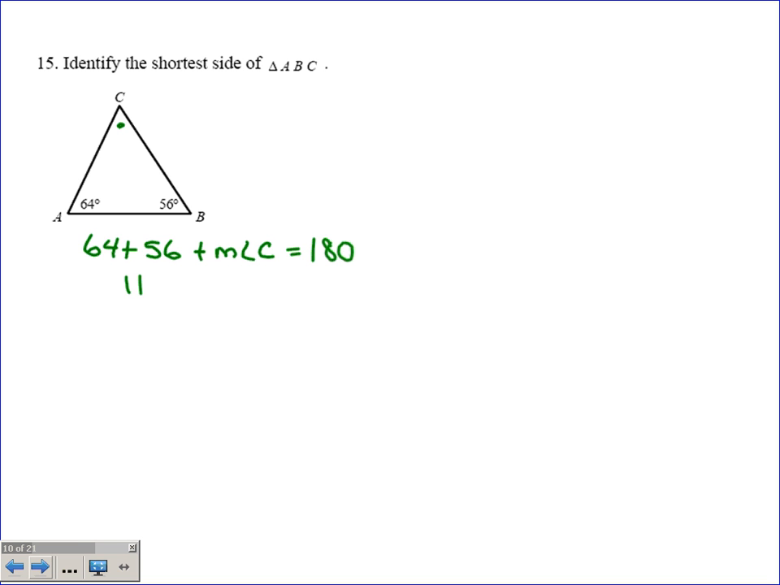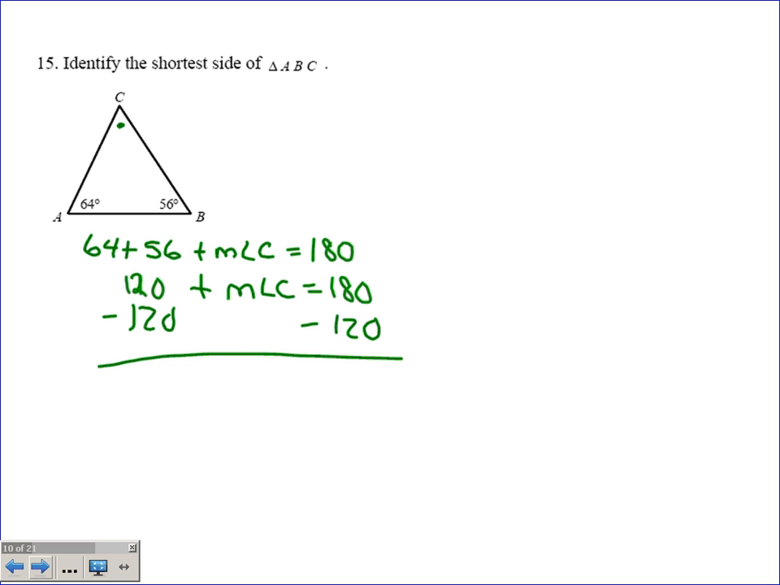Is that what it is? 110 plus this. Is it 110 really? I don't know. It's 120. That makes more sense. Okay. Then subtract 120 from both sides. Measure of angle C equals 60. So that's 60 right up there. I think that's important. You do need to find that third angle just in case.